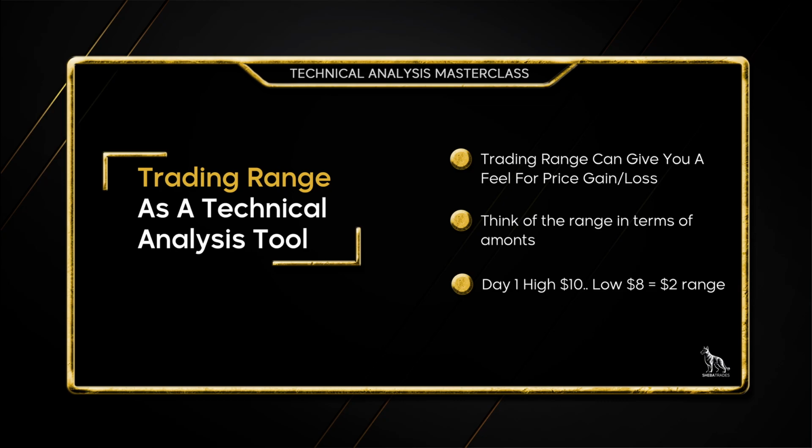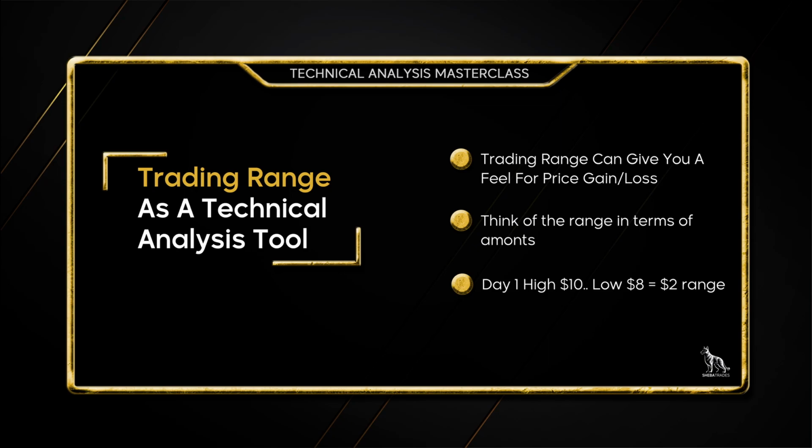And you can think of the range in terms of amounts. What is the difference between them? So if we use, let's say on day 1, something had a high of $10 and had a low of $8, well, we would say it would have a $2 trading range, right? 10 minus 8. Very, very simple. So it will give you an idea of potential profit around there.